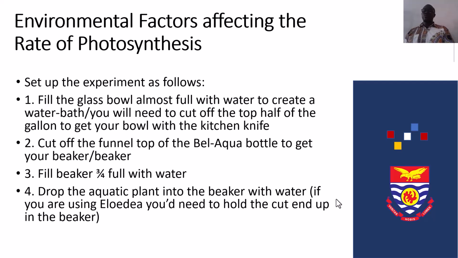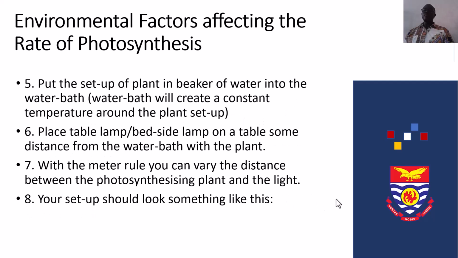Set up the experiment as follows: fill the glass bowl almost full with water to create a water bath. You will need to cut off the top half of the gallon with a kitchen knife to get your bowl. Cut off the funnel top of the Belaqua bottle to get your beaker. Then fill it three-quarters full with water. Drop the aquatic plant into the beaker with water. If you are using Elodea, hold the cut end up in the beaker. Put the setup of plant in the beaker of water into the water bath. The water bath will create a constant temperature around the plant setup.